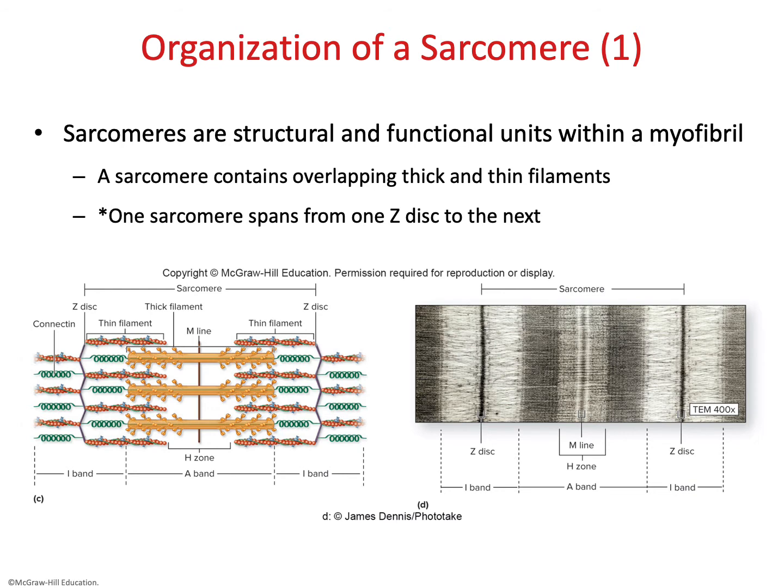This sarcomere is divided into different bands. You see an I band, an A band, an H band, an M line. These names are important for describing the sliding filament theory and what exactly happens to the actin and myosin as they slide past each other. But what you need to know is that each sarcomere, which is the structural and functional unit, spans from one Z disc to the next.